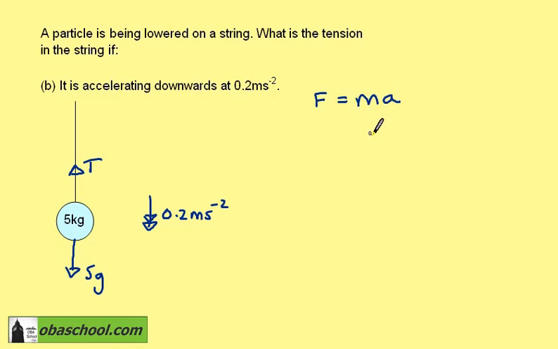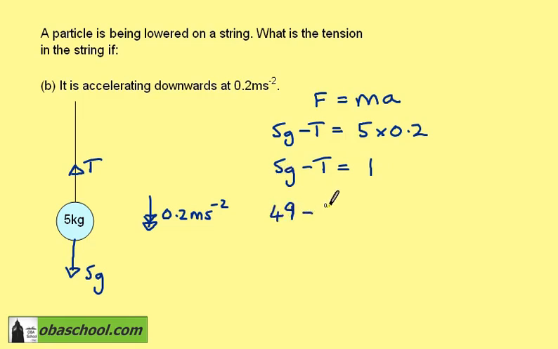And the resultant force acting on this object is 5G minus T. The weight acting downwards, take away the tension acting upwards. This is going to be equal to the mass times the acceleration. So 5G take away T is equal to 1. 5 times 9.8 is 49. And this gives us that T is 48 newtons.